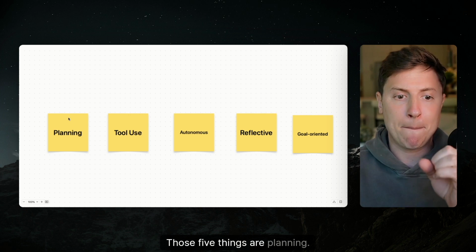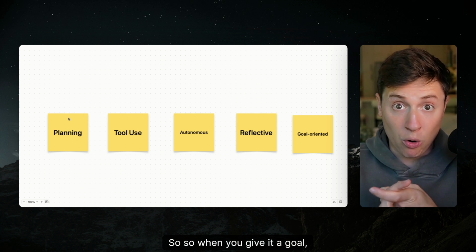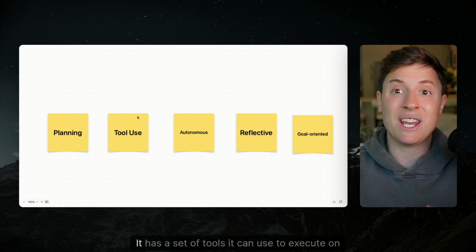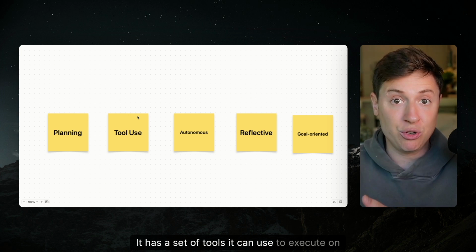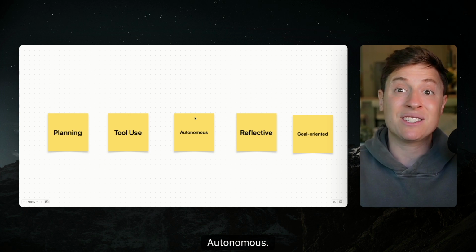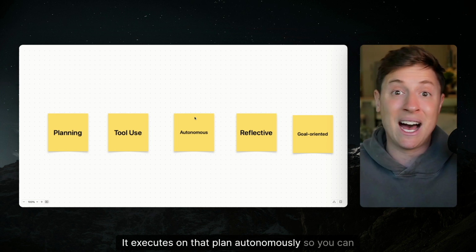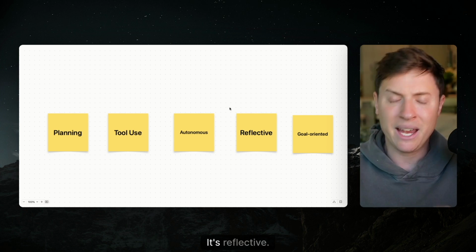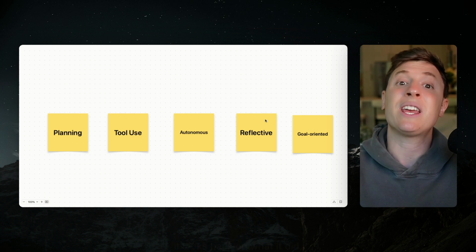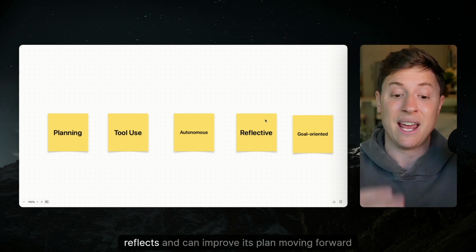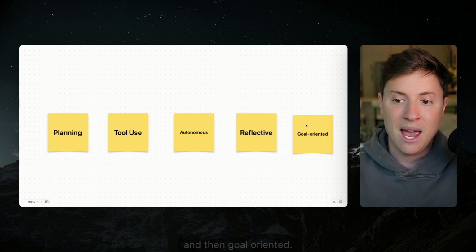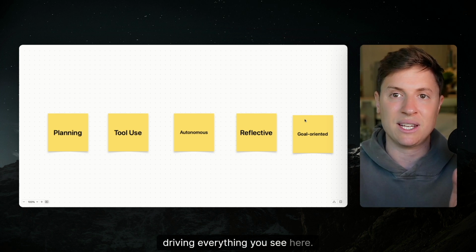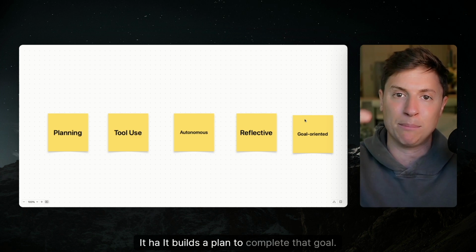Those 5 things are planning. When you give it a goal, it actually builds a plan to complete that goal step by step. Tool use: it has a set of tools it can use to execute on that plan. Autonomous: it executes on that plan autonomously, so you can sit back, walk away, and it does its own thing to complete that plan. It's reflective, so as it goes, it looks back on what it did, reflects, and can improve its plan moving forward. And then goal-oriented: you're giving it a goal, and that's what's driving everything you see here. It builds a plan to complete that goal.